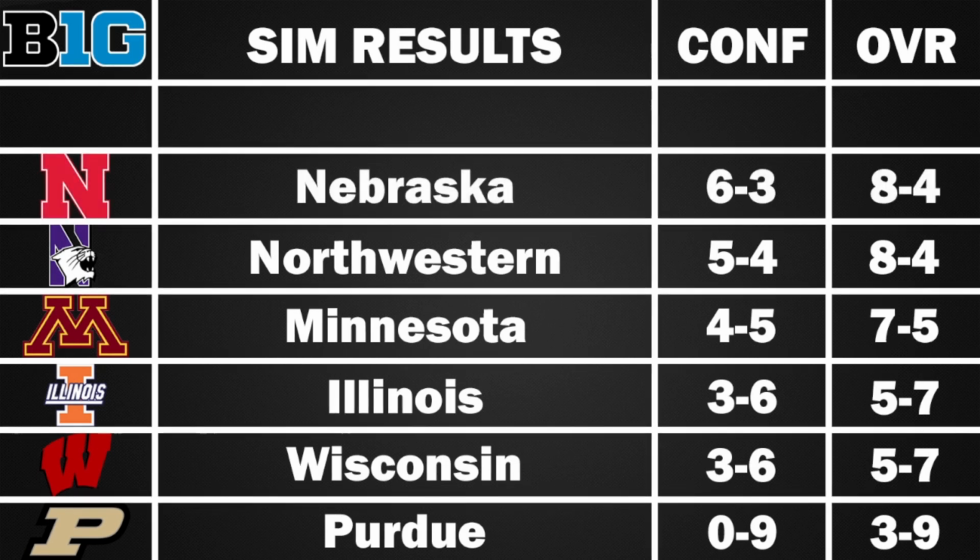Number 2, Nebraska. They finished 8-4, 6-3 in the conference. Pretty good year for the Cornhuskers. If we go through their games, they beat Minnesota, Northern Illinois, Louisiana Tech, Northwestern, Purdue, Michigan State, Wisconsin, and Iowa. Lost to Colorado on the road, Michigan, Illinois, and Maryland. So only 4 losses, only 3 losses in the Big Ten. Really good season here for Nebraska in Matt Rule's first year.